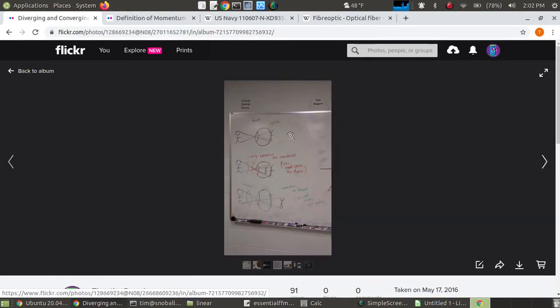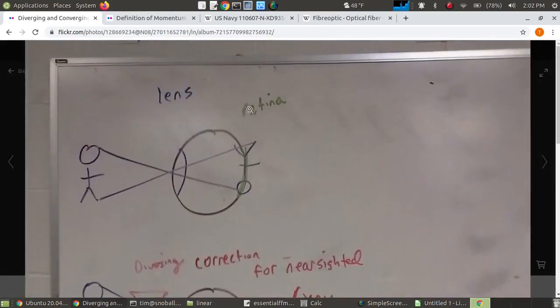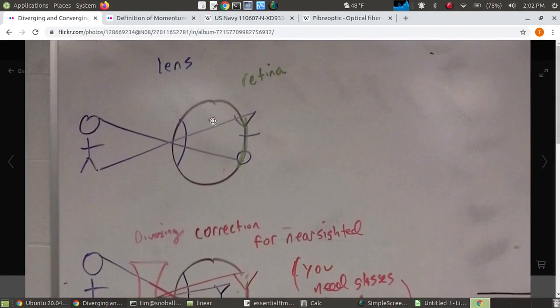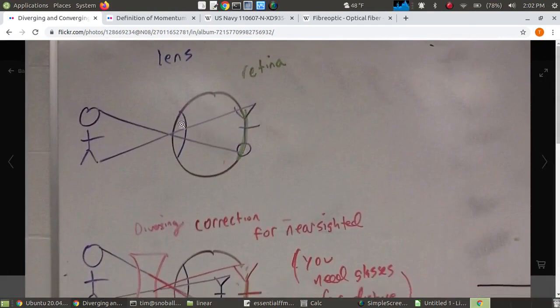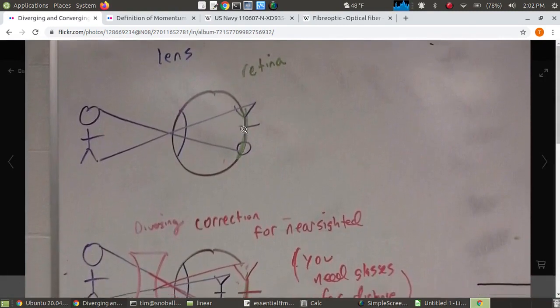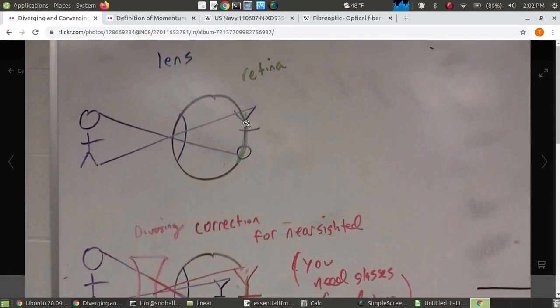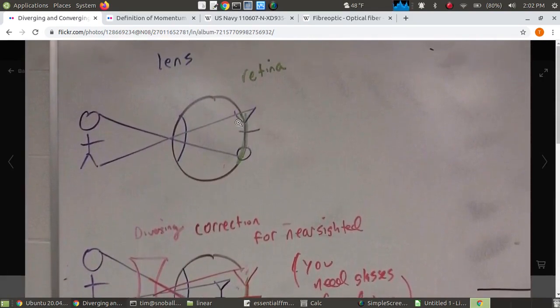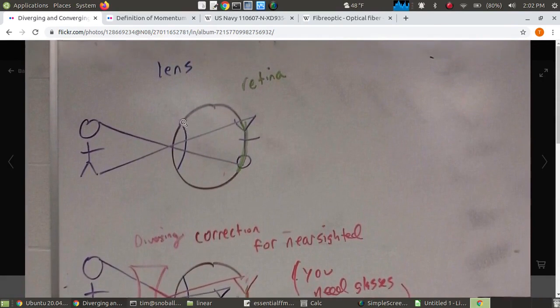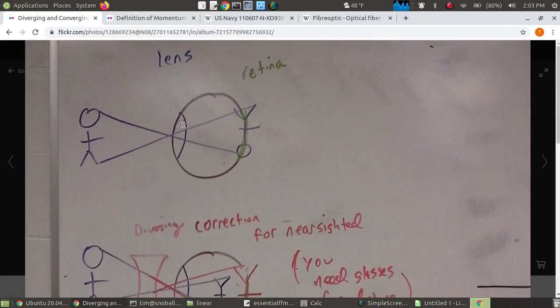Another place we like to do that is in our eyes if our eyes don't work quite right. The way your eye is supposed to work is the lens is supposed to focus an image on the photosensitive part, which is called the retina. And you can focus different distances because the lens is flexible. It can bend and change its focal length.